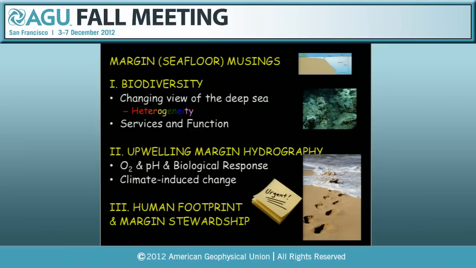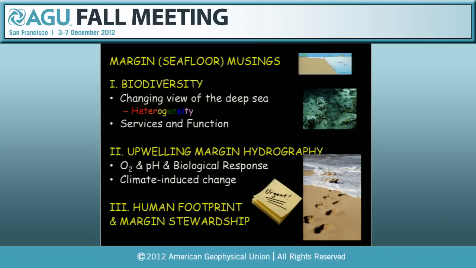I then want to focus on hydrography and its effect on biodiversity and in particular look at upwelling margins, taking a more detailed discussion of oxygen and pH on the margins and then how this is changing over time. And then the third topic I want to look at is more direct human impacts and that human footprint and how it combines with climate change and biodiversity to create a need for stewardship on continental margins.